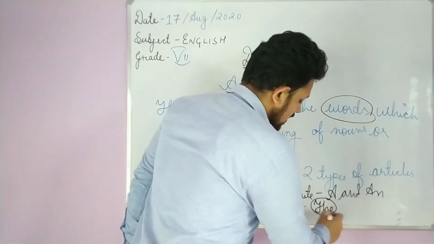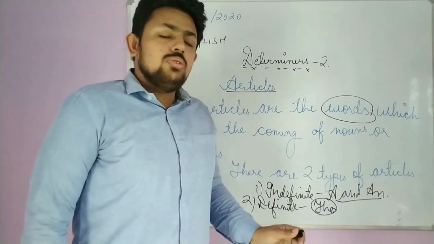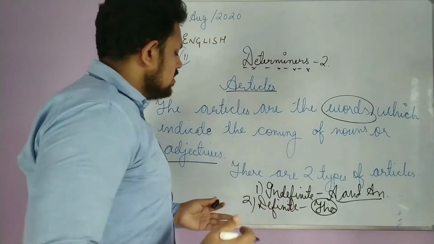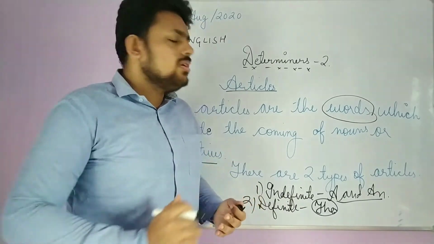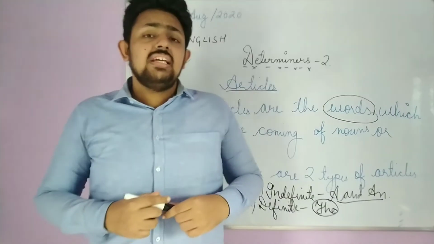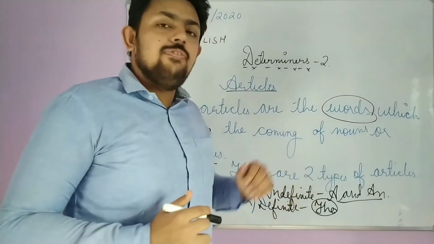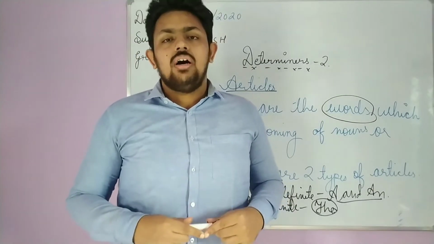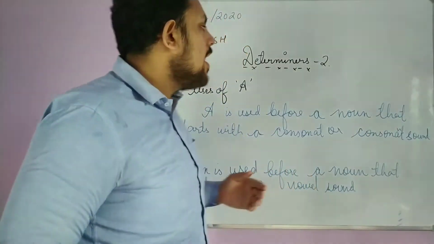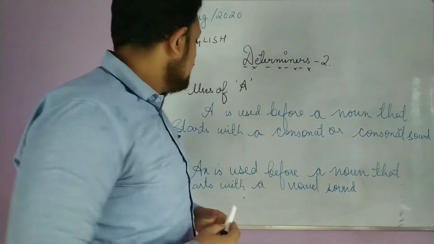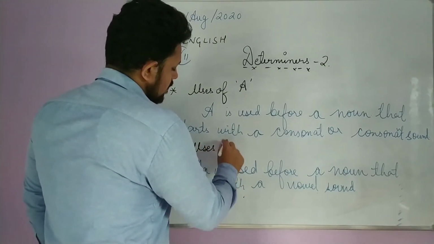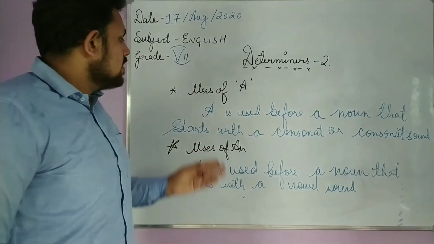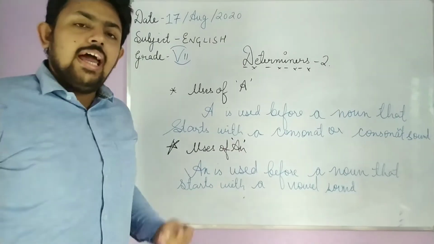A and an are used before any non-particular noun or adjective, and the definite article, that is the, is used before particular nouns or adjectives. We will see in detail what the uses of the indefinite articles are and what the use of the definite article is. So let's move ahead with our video. Let's see their uses. Here we have a few uses of a and uses of an. Both are indefinite articles.